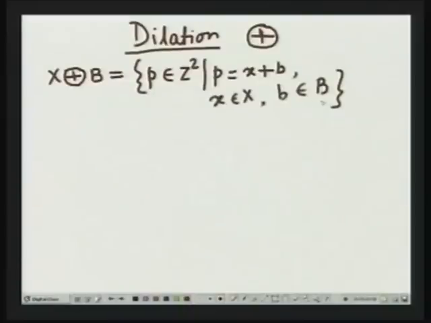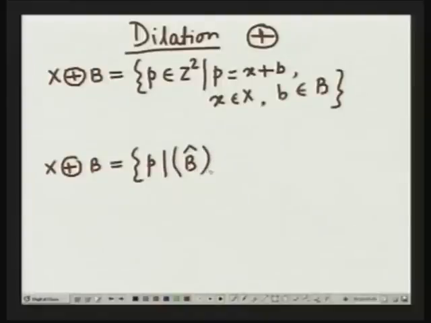The other alternate definition of the same operation is given like this. We can also define X dilation with B, the structuring element B, in such a way that again it is the set of points P such that if I take the reflection of B and translate this B with vector P, then take the intersection of this with set X, this should not be equal to null.